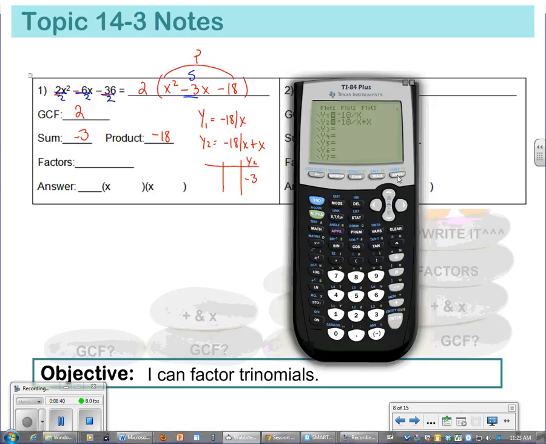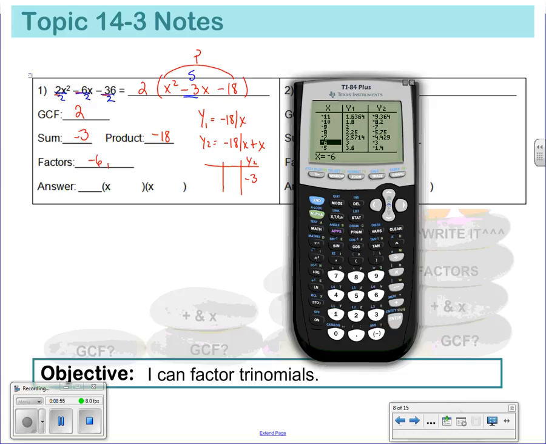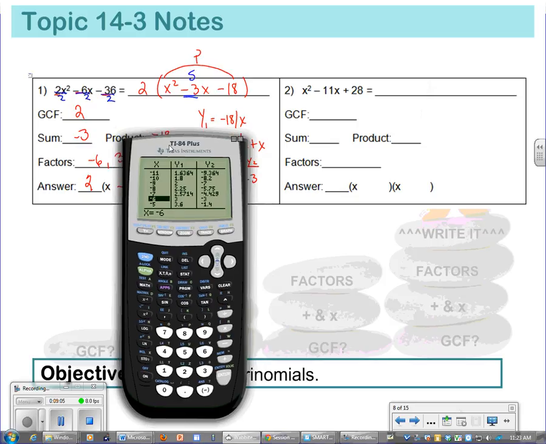Go to second table, and now I'm looking for negative 3 in my y2. Again, in order to scroll down, I have to stay in the x column. I find negative 3 in my y2, so my two factors are negative 6 and a positive 3. My answer: I write my GCF, and then I write my factors inside. So 2 times (x minus 6)(x plus 3).